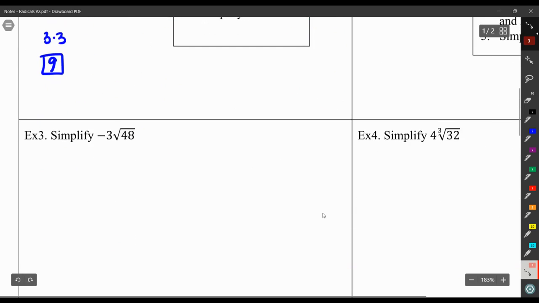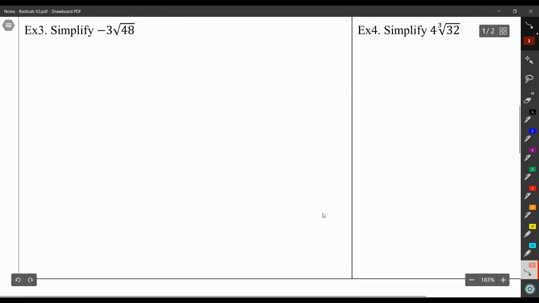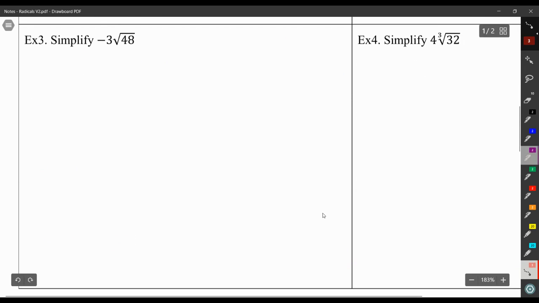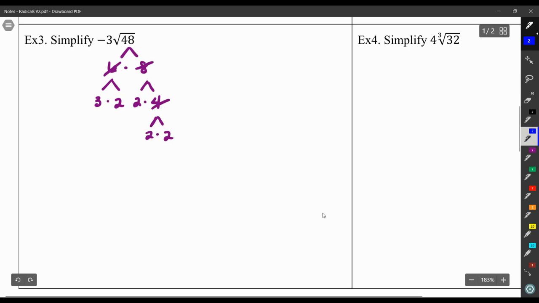So let's look down here at example number 3. Simplify -3 square root of 48. So the first thing we're going to do is break this down. So 48 can be broken down lots of ways. The first way I come across is 6 times 8. 6 can be broken down into 3 times 2. 8 can be broken down into 2 times 4. 4 can be broken into 2 times 2. And I'm going to circle all my pairs. So here's a pair of 2's and a pair of 2's.